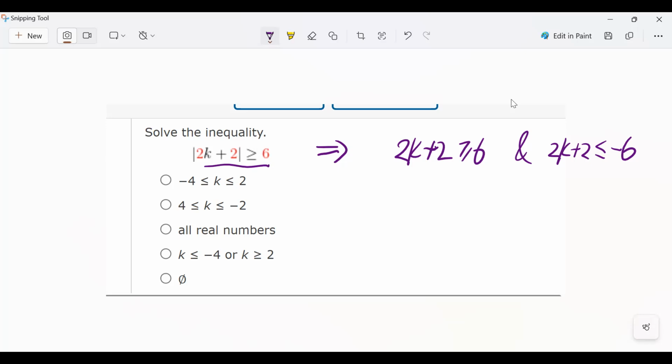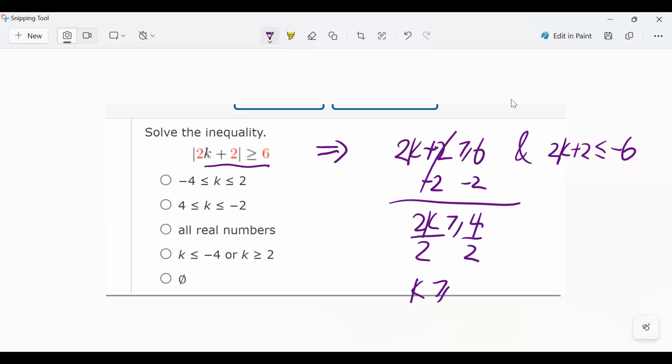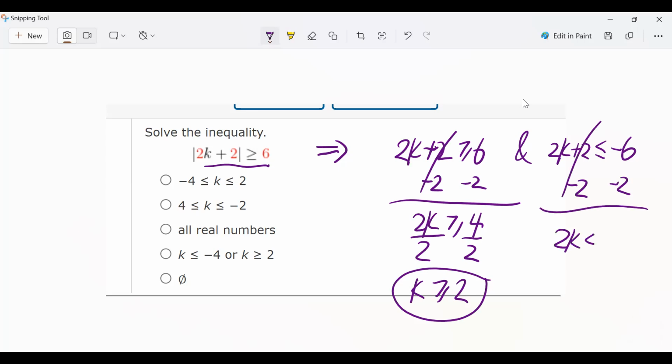You're going to solve each inequality separately. For the first one, subtract 2 and get 2k greater than or equal to 4. Then divide both sides by 2. Since we divide by a positive number, the inequality sign remains as is. So k is greater than or equal to 2. For the other one, subtract 2 from both sides and get 2k less than or equal to negative 8. Now divide both sides by 2, and k will be less than or equal to negative 4.